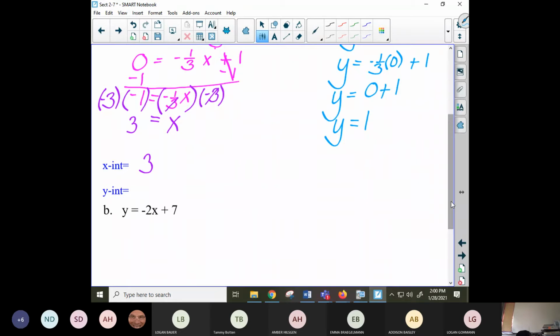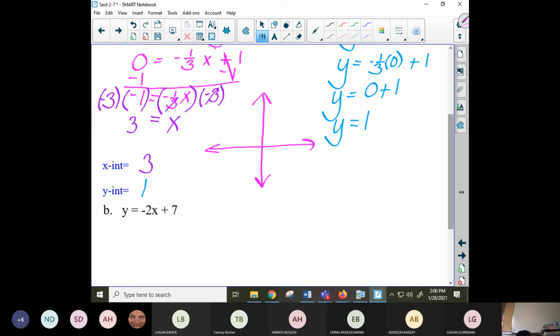In this entire class, we have been using the slope-intercept method to graph lines. Some people only use this: they find their x-intercept and their y-intercept, and then they go to their graph.